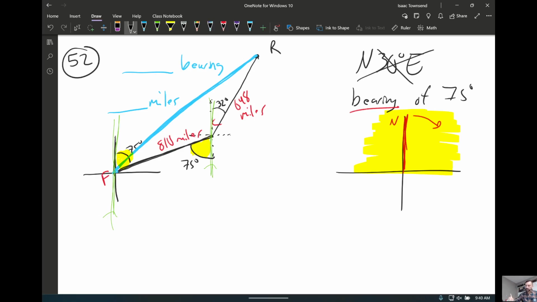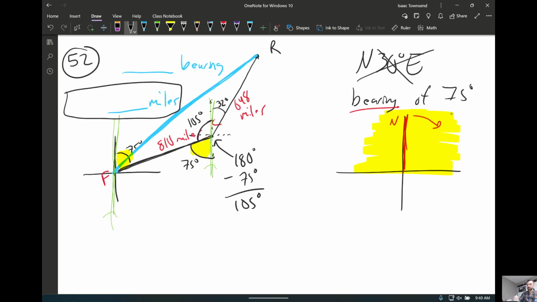If this is 75, I can figure out the rest of this angle because together these two make up half a circle. Half a circle is 180. So the rest of this is 105. And now I know law of cosines can get me this answer because I have a side length, an angle, and a side length. I have side angle side now, and that is a condition for law of cosines.